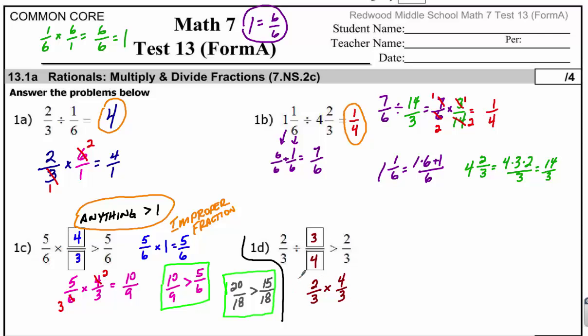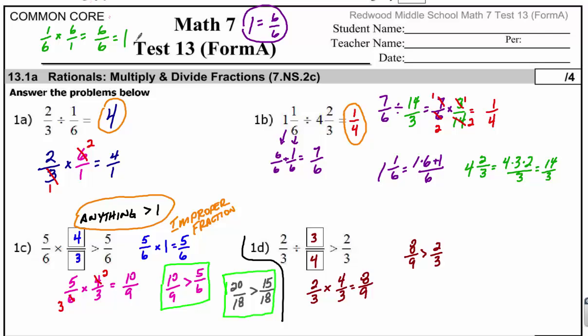And we already know, as long as we're multiplying by some number greater than 1 whole, like this 4/3 now, we're going to end up with a number bigger than what we started with. So let's play this out. Let's just see how this works. We're going to end up with 2 times 4 is 8. 3 times 3 is 9. And 8/9 is greater than 2/3.